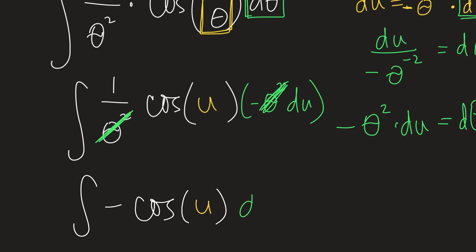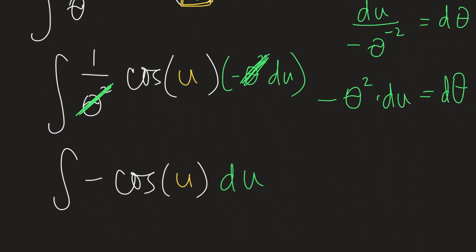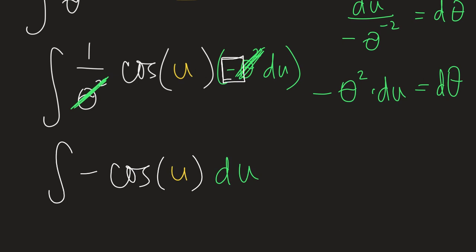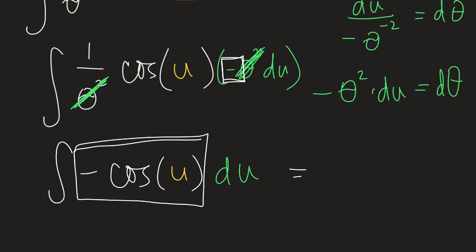So we're integrating negative cosine of u du. The negative goes to the negative of cosine. So this is a negative 1 times, so not subtraction of cosine, but negative 1 times the cosine of u. So then what is the antiderivative of negative cosine?